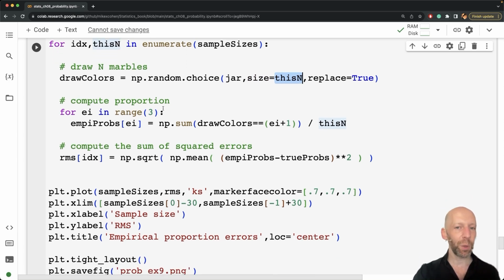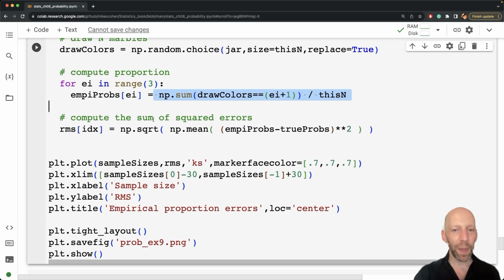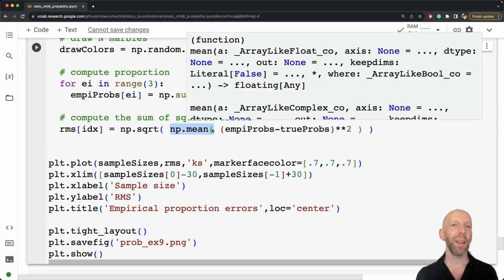And then here I compute the empirical proportions. This is the same code as I used in the previous exercise, just that in the previous exercise, it was 3 separate lines of code. Here I put it into a for loop. Okay, and then here you can see the computation of the RMS. So we take the difference, and then we square that. We take their average, which is the same thing as summing and dividing by n, and then the square root.